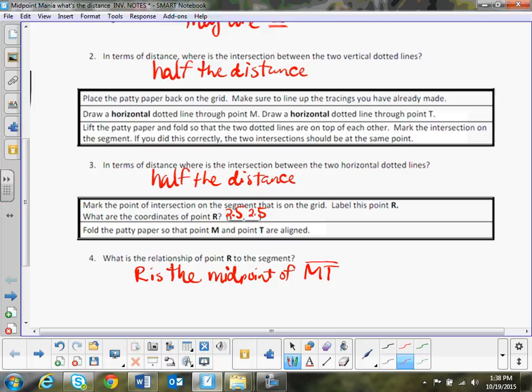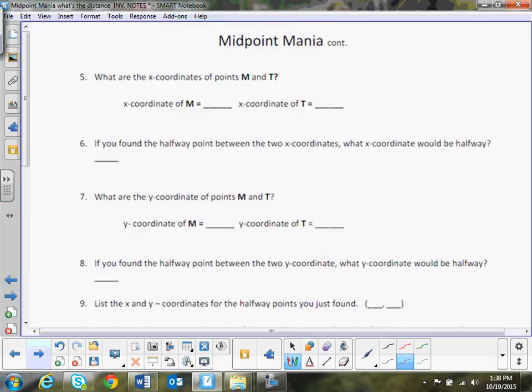Okay, so R is the midpoint of MT. So now let's figure out the formula. What's the x coordinate of N now? What's the x coordinate of T? 4. If you found the halfway point between the two x coordinates, what x coordinate would be halfway? What's halfway between those two? 2.5. So you can just easily count, or what do you do with 1 and 4? Add them and divide by 2, right?